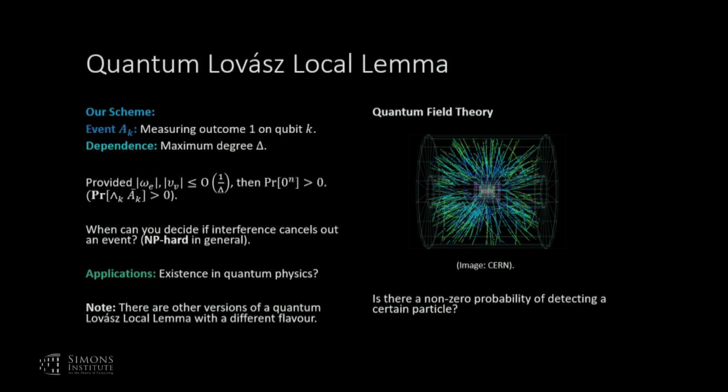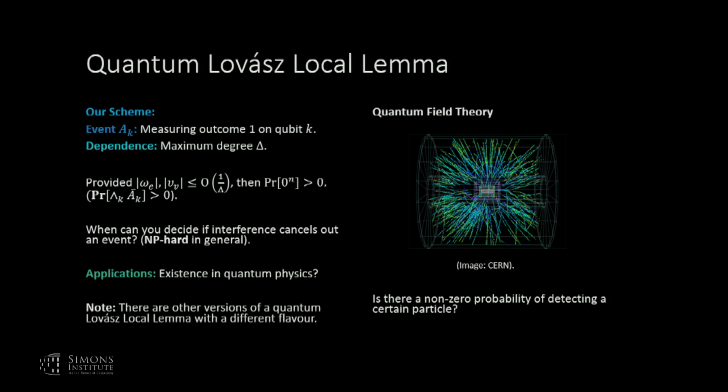And then provided we have these conditions on the weights, so you can imagine doing the vertex weights first, and that gives you the probability of each event before you do your quantum circuit. Then the probability of getting the all 0 state is greater than 0, or you could say the probability of no events occurring is greater than 0. So it gives you a problem of when you can decide if interference cancels out an event. This is NP-hard in general. I think maybe #P-hard.